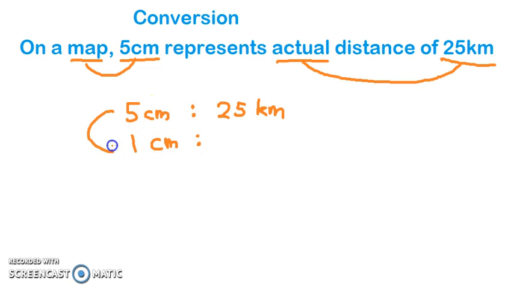So how does 5 become 1? It is because left hand side divide by 5. Why divide by 5? Because I divide by whatever it is here. Left side divide by 5, right side also divide by 5. Right side, 25 divide by 5. You press on the calculator, 25 divide by 5 will give you 5 kilometer.